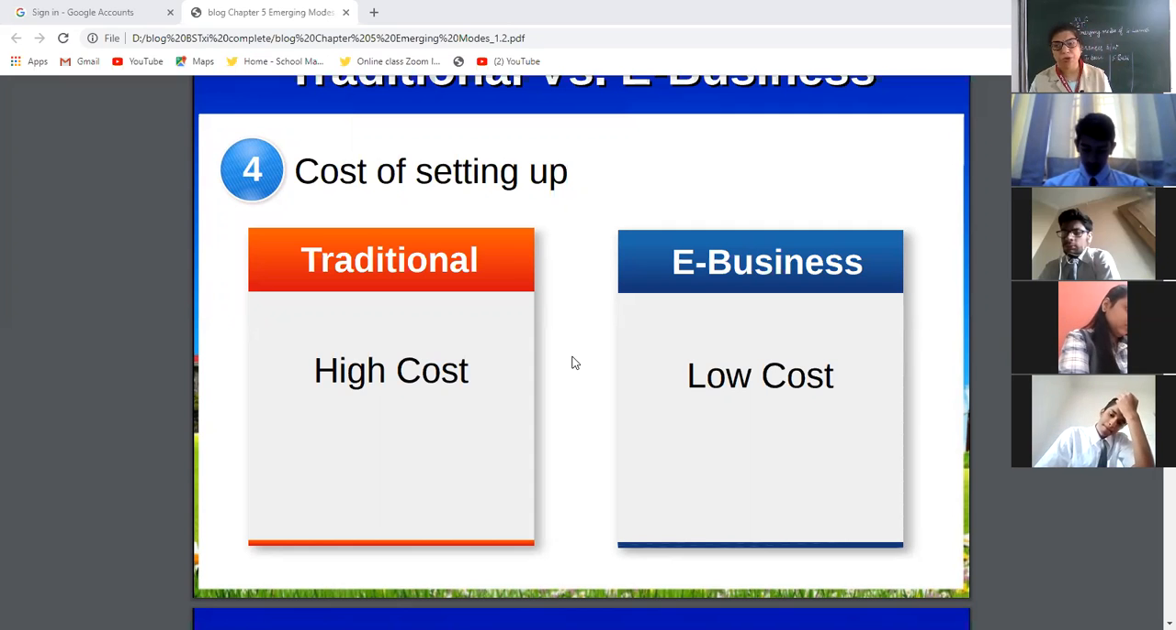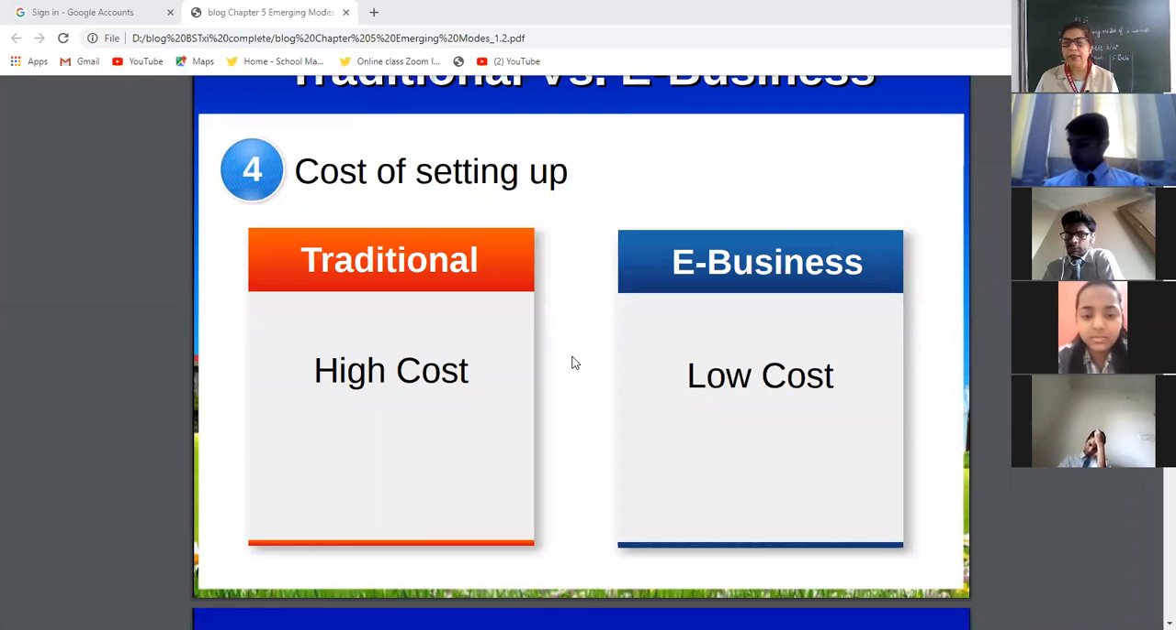They have to own a big showroom or big shop in the middle of the city. If that is not their own, they have to rent it. It means naturally there will be more cost. But when we compare the cost of setting up an e-business, we can come to know it is less costly to set up.